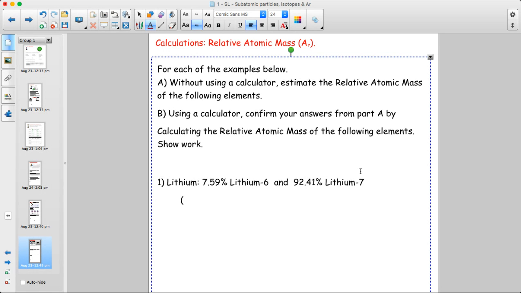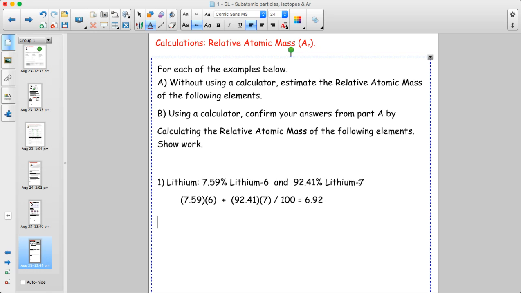So one way to do this is to say, if I had 100 atoms, 7.59 of them would be ones that weigh 6, and 92.41 of them would weigh 7. And then since it's an average, I need to divide that whole thing by 100 because I'm talking about having 100 atoms. Well, if I do that, I get 6.92 as the average. You can see that that's a lot closer to 7 than it is to 6 because you have a lot higher percentage abundance of the 7 one than of the 6 one.